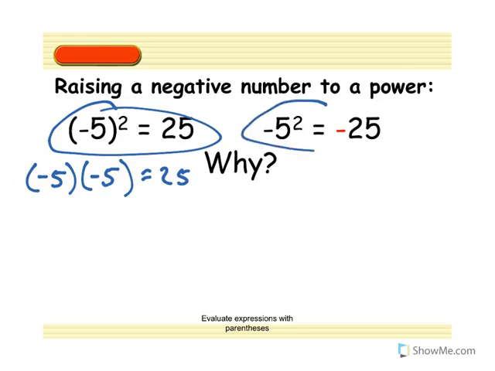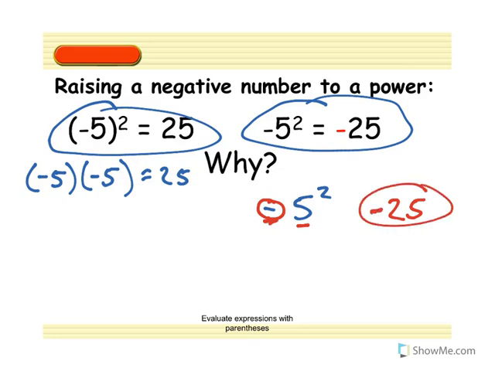Now, why is it that negative 5 without the parentheses squared is negative 25? Well, there's a few different ways we can think about it. We can think about this as the opposite of 5 squared. So I'm not doing negative 5 times negative 5. I'm doing 5 times 5, and then I'm taking the opposite of that. So 5 times 5, 5 squared, is 25, and then I take the opposite of that, which is negative 25.